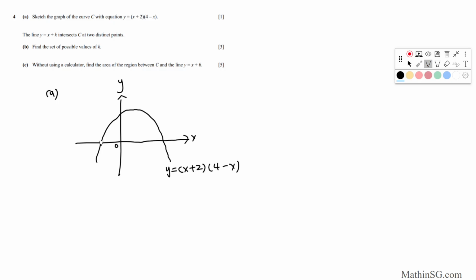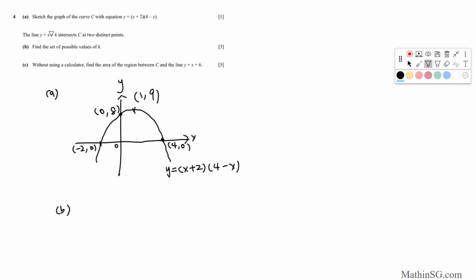Then this point here is minus 2, 0. This point here is 4, 0. The maximum point is at 1, 9. Okay, you can all use your GC to find all these points. Here is 0, 8, the y-intercept. Okay, so now that we have sketched out this curve, let's move on to part B.